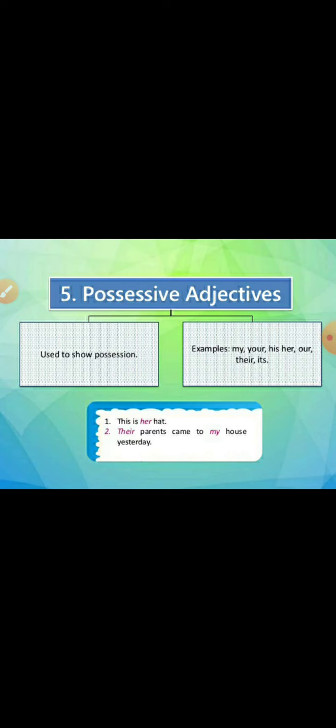For example, this is her hat. Hat हमारा noun है, लेकिन her इसको दिखाता है कि ये belong करती है किसी दूसरे बंदे को, ये उसकी hat है. या their parents came to my house yesterday. उसके parents, उनके parents कल मेरे घर आए थे. तो जब हमें ये दिखाना होता है कि कोई चीज़ किसको belong करती है, तब हम possessive adjectives का इस्तेमाल करते हैं.